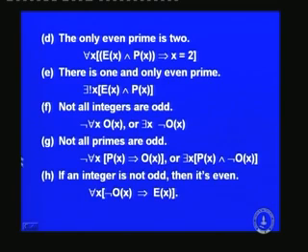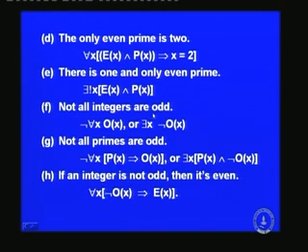Some more sentences. The only even prime is 2. For all x, e of x and p of x implies x is equal to 2. This will be transcribed like this. There is one and only one even prime. This can be transcribed as there exists a unique x, e of x and p of x, because in the last class we saw how to write there exists unique in terms of for all and there exists.